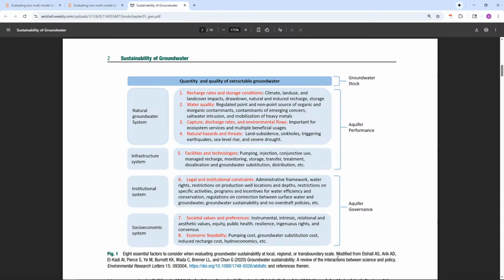It's not only aquifer performance. You also need to consider aquifer governance. So aquifer performance has the natural groundwater system and the infrastructure system. Aquifer governance has the institutional system, like legal and institutional constraints, and the socio-economic system, like societal values and preferences and economic feasibility. Again, this course is not about groundwater, but I just want you to appreciate that if you are a groundwater student, or interested in this topic, when you see a conceptual diagram like this, how it will help you understand a lot about this topic.